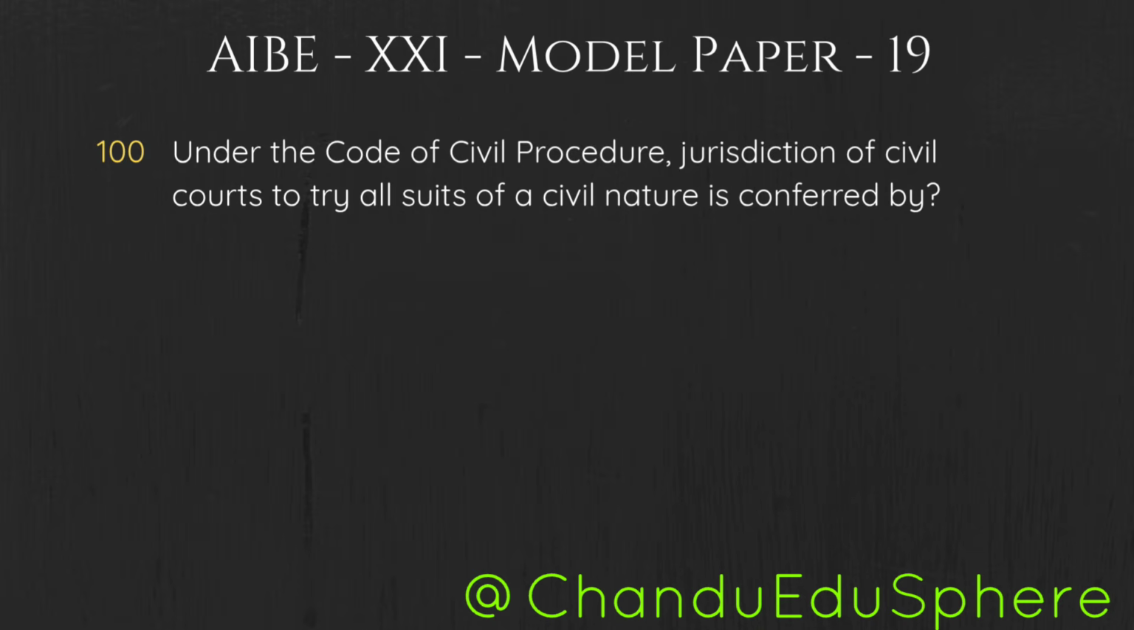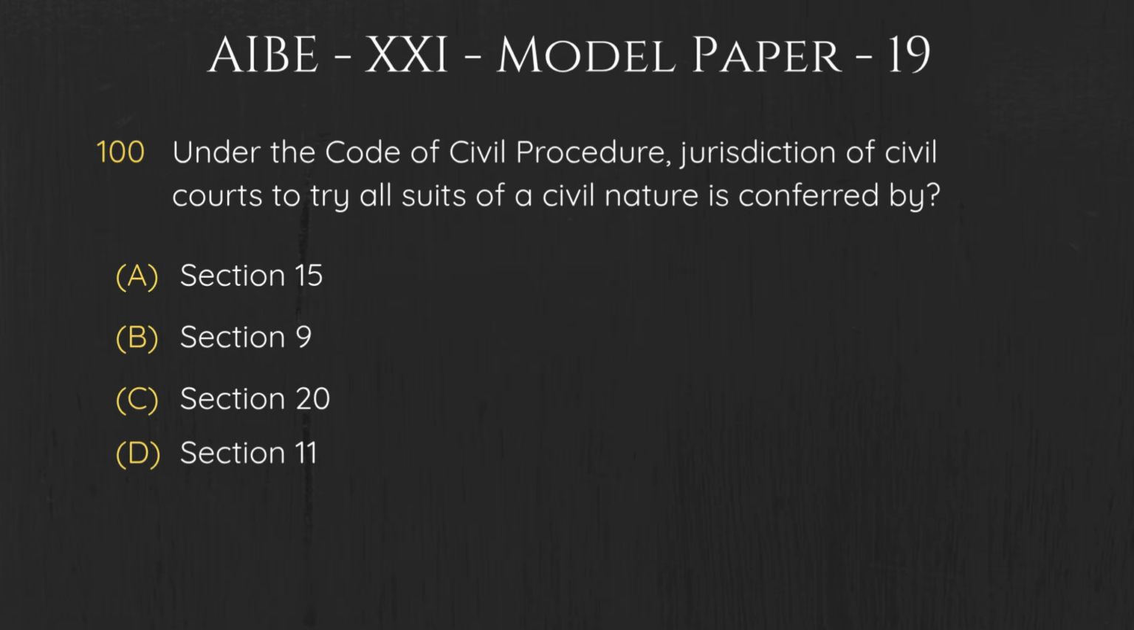Under the Code of Civil Procedure, jurisdiction of civil courts to try all suits of a civil nature is conferred by Section 9. Section 9 of the CPC mandates that civil courts shall have jurisdiction to try all suits of a civil nature unless their cognizance is expressly or impliedly barred by statute. So, the correct answer is B, Section 9.